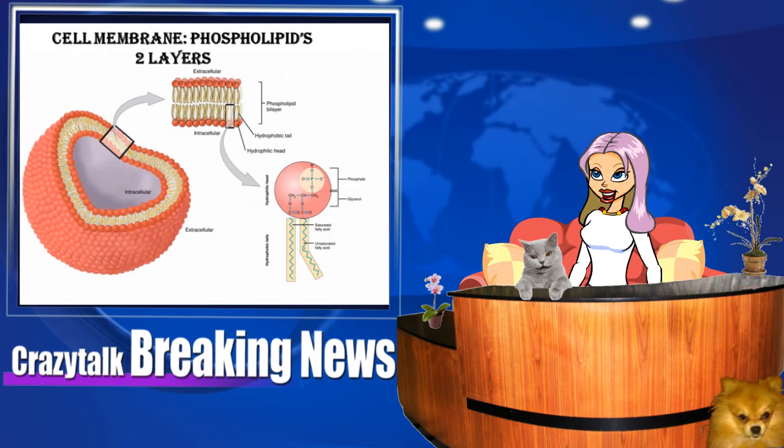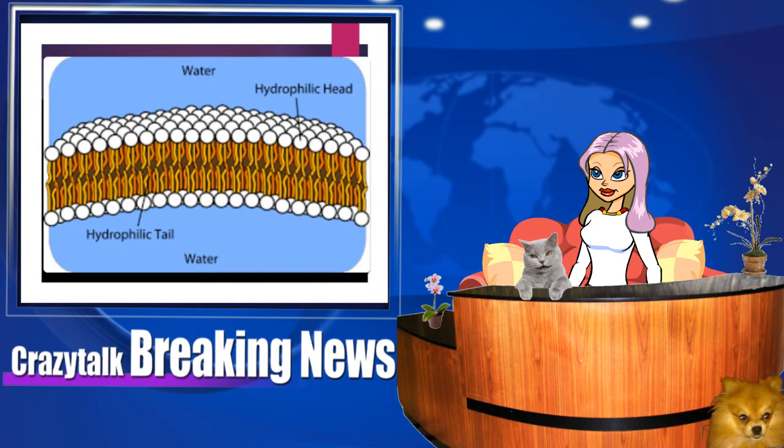Okay, so what are phospholipids? We've learned that cells are surrounded by a cell membrane. The cell membrane helps protect the cell and keeps the internal conditions of the cell stable. A lipid that contains phosphorus is called a phospholipid. Phospholipids form much of the cell membrane.